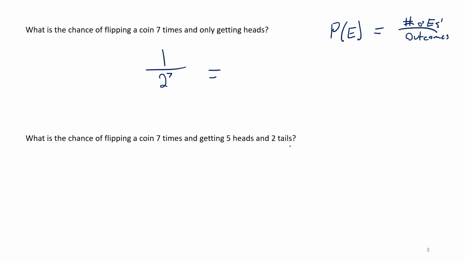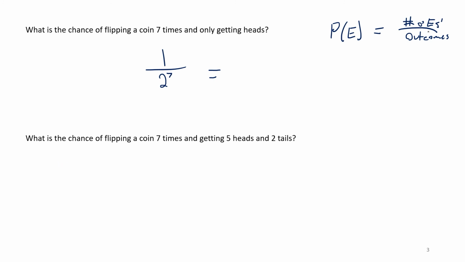This is more what you're going to have to deal with that involves combinations. And let's get into that. What is the chance of flipping a coin 7 times and getting 5 heads and 2 tails? Now, you only actually have to deal with one or the other of these because there's only 2 options. So when you do the combination of one, the other one is implied. And you'll see that.